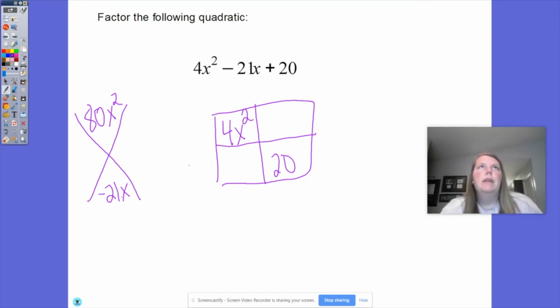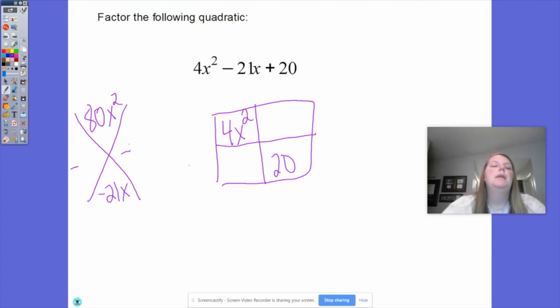So if we think about this, we want to multiply to get a positive, add to get a negative. So that first indicator tells me that both of those values are going to be negative. And then we want to think about the factors of 80. 80 and 1, those aren't going to add to get 21. 20 and 4, 40 and 2, none of those are going to add together to get negative 21.